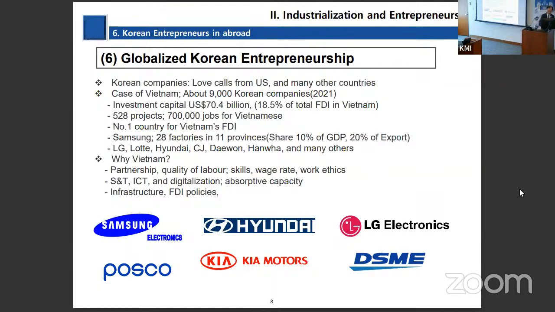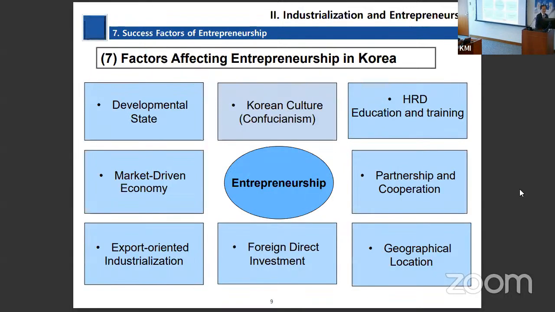Anyway, you can see that so many things happened in Vietnam, and the Vietnamese economy is one of the fastest growing economies in the world. They are doing very well. Sometimes I say extremely well, and then the Vietnamese say, don't say extremely well. Now, because we are talking about entrepreneurship, I worked out what the factors are which affect Korea's entrepreneurship.